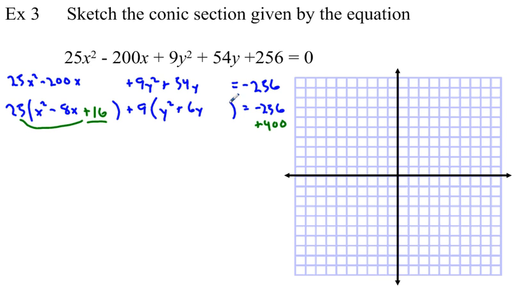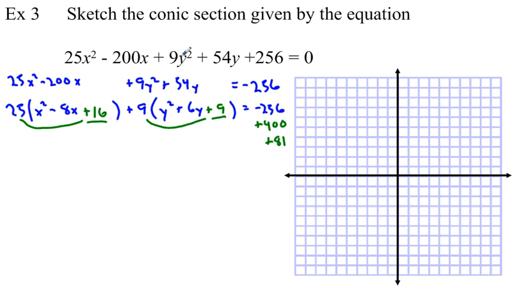Let's do that again. With the y's, half of this number is 3. Square that, we get plus 9. Do not put plus 9 on the right, because what we're really adding is 9 times 9. Let's put plus 81 over here.